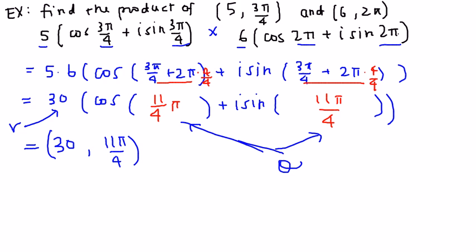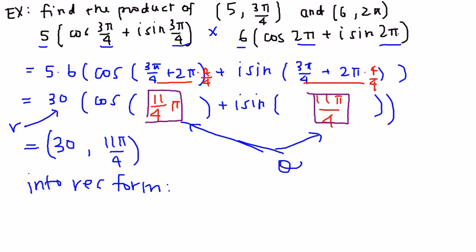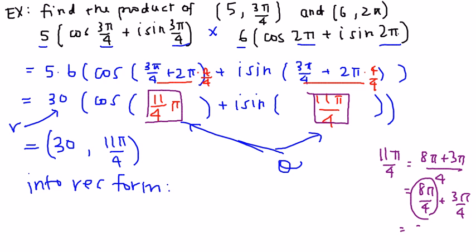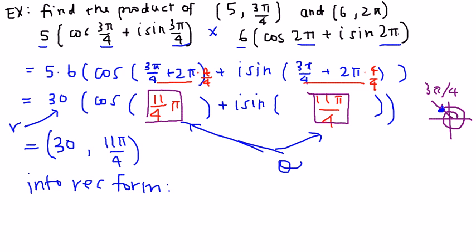Now, if I were to ask you to write this into rectangular form, we can actually do this on our unit circle. I know on our unit circle we don't see 11 pi over 4, but here's the thing. 11 pi over 4 is the same thing as 8 pi over 4 plus 3 pi over 4. And 8 pi over 4 reduces to 2 pi. So that's really 2 pi plus 3 pi over 4. So on our unit circle, I know that this will go around more than once and land at 3 pi over 4, which is on our unit circle.